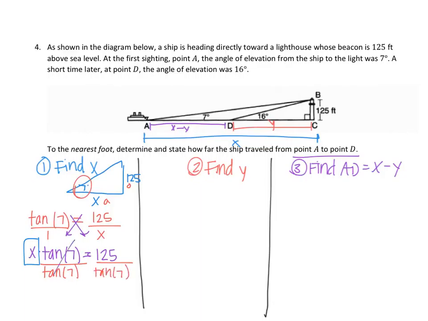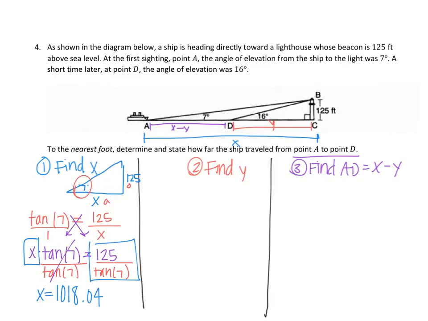So on the left side, they cancel. That was the whole purpose. On the right side, that's what we type into our calculator. 125 divided by tangent of 7. When we type that in, we get 1018.04. So we're just going to keep it like that. We're not going to round. We're just going to leave it for now.